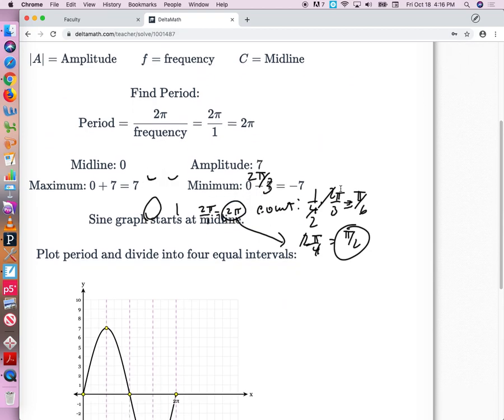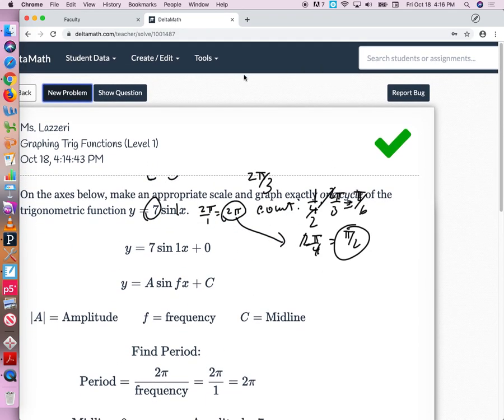Okay. All right, so you'll have to finish the worksheet I did in class and do your Delta Math that I also post.